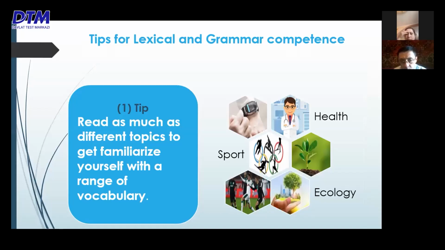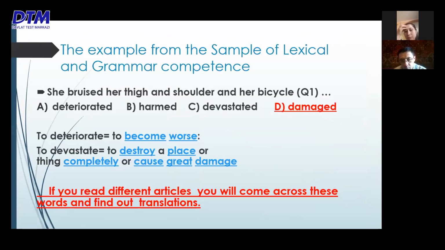So now, tips for lexical and grammar competence. The first tip is to read as much as possible on different topics to familiarize yourself with a range of vocabulary. You can read about sport, economy, health, and different kinds of topics. So how can it help you in the examination? Let's look at this example. She bruised her thigh and shoulder and her bicycle. Of course, the correct answer here is damaged.